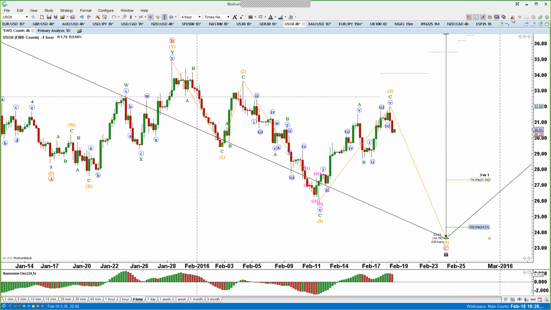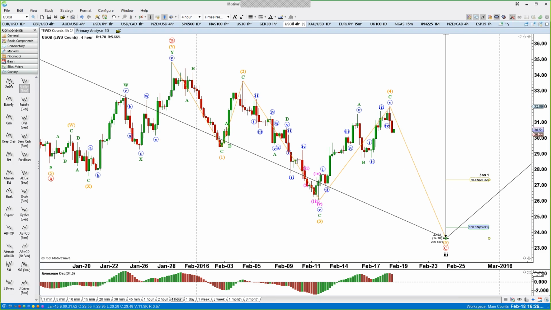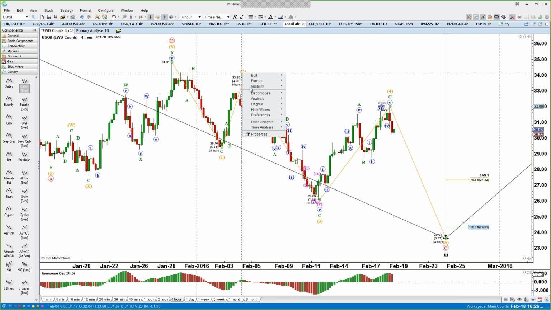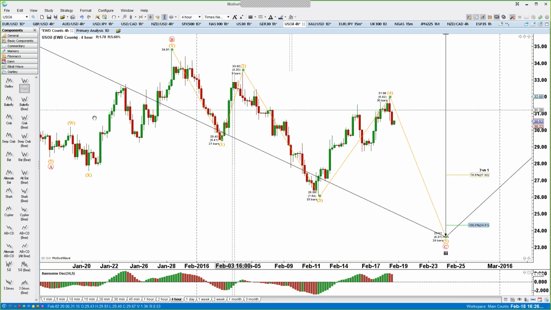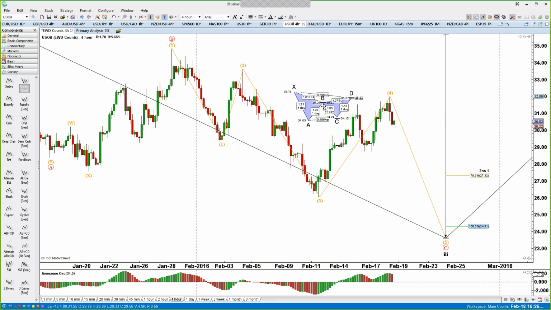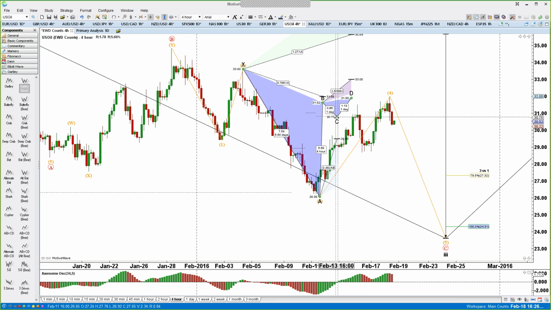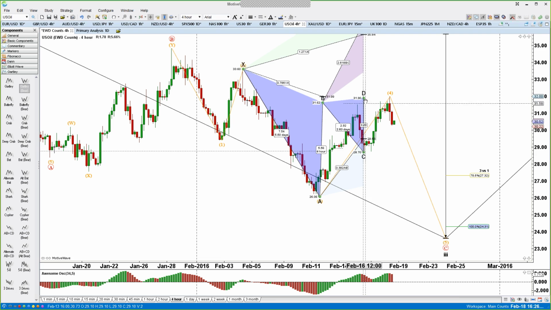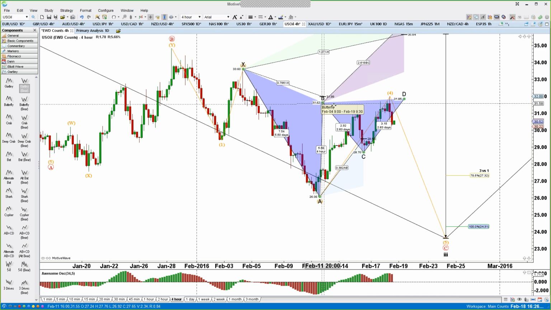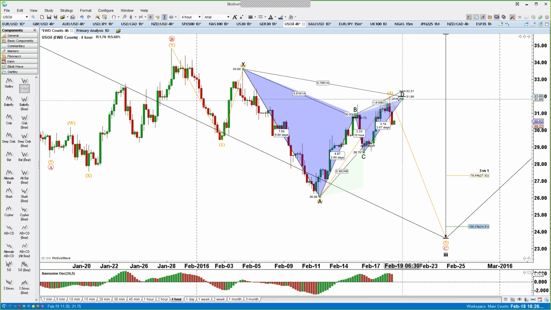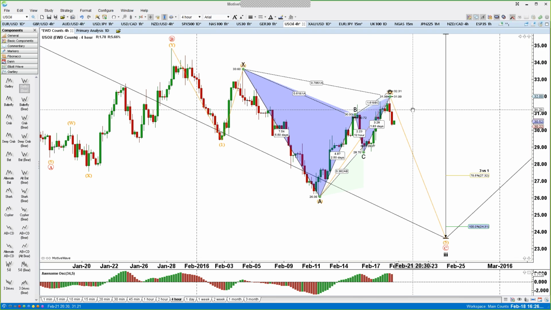Another technique that we use in our system is the harmonics. So this is going to become a little bit more advanced, and actually I'm going to hide some of the waves because I don't want to confuse you. But if it's the first time that you see harmonics, don't worry, it's actually something very simple, and if you want to learn about all the harmonic patterns, we have a fantastic course for that. But in this case, the pattern that we found was a Gartley. So we were live this morning in our class.